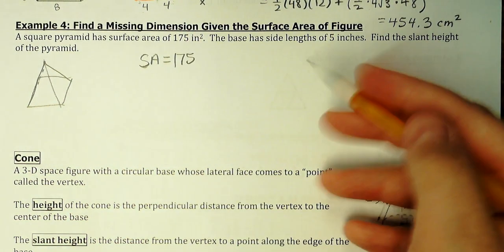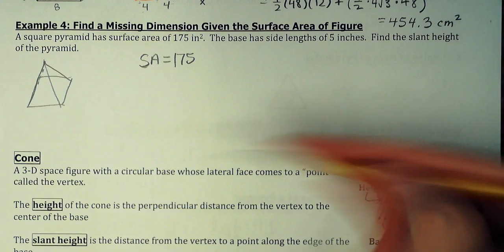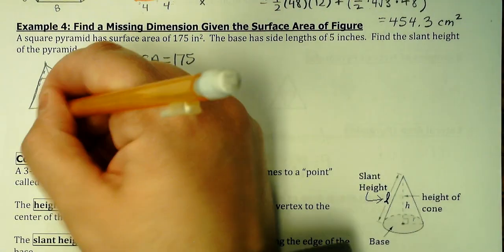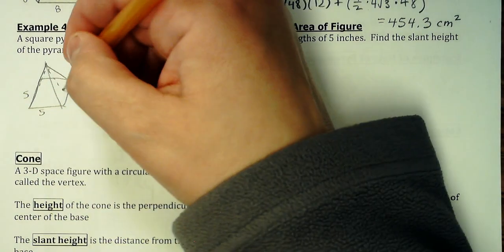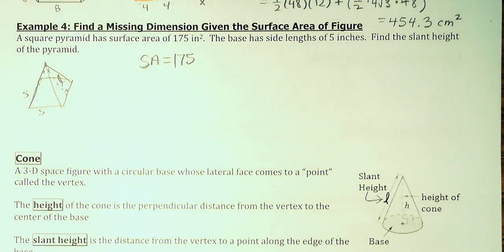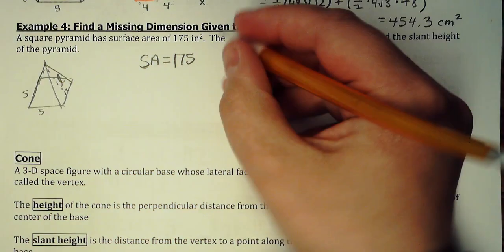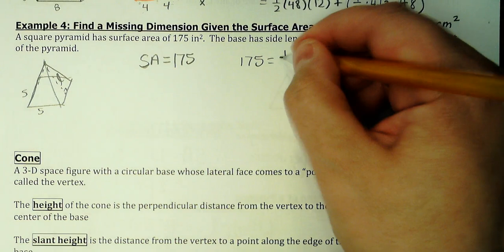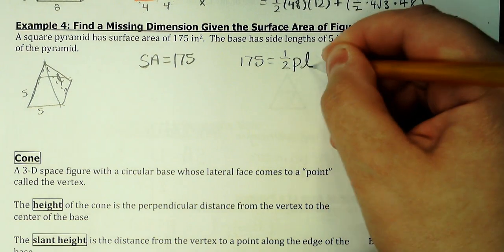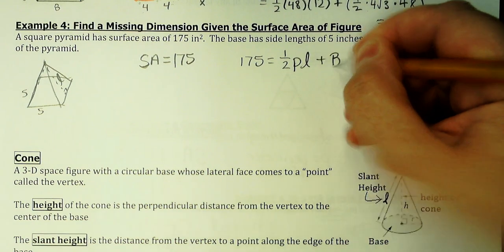Now, it says if we have a square pyramid, that means all the base sides are the same. So it says they're 5, so each one of those is 5. I need to find the slant height, which I don't know. So what I would do here, let's just use the surface area formula: 1/2 perimeter of the base times the slant height plus area of the base.